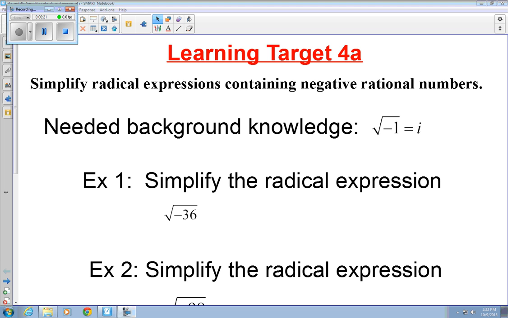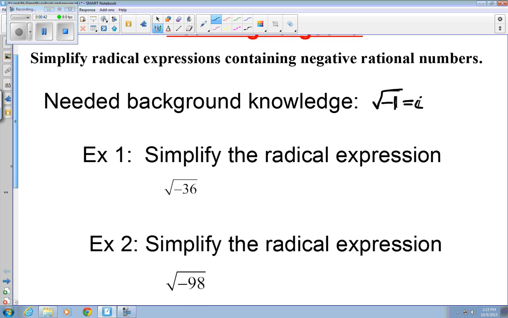So needed background knowledge. The square root of -1 is i. So that is an imaginary number. If you do square root of a negative number on the calculator, it'll say non-real. Non-real meaning imaginary. So let's get into example 1.